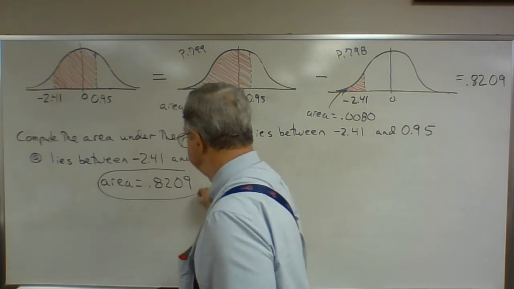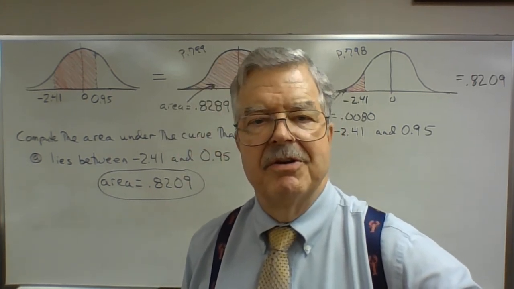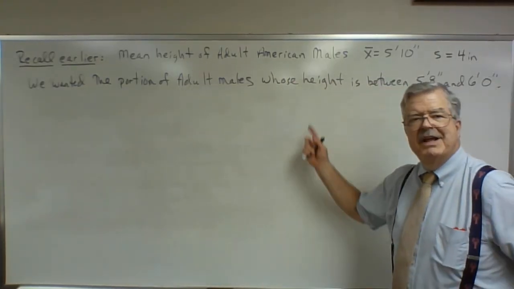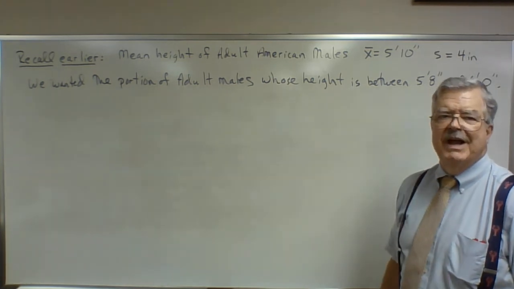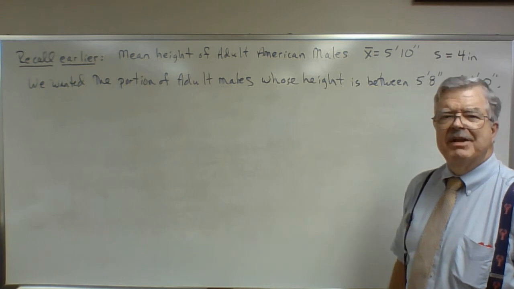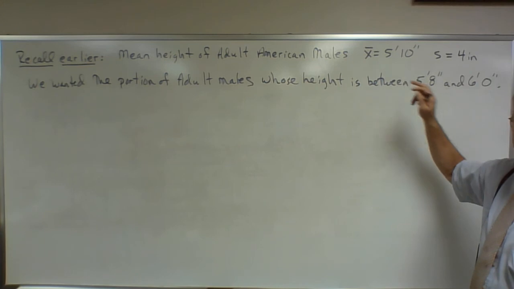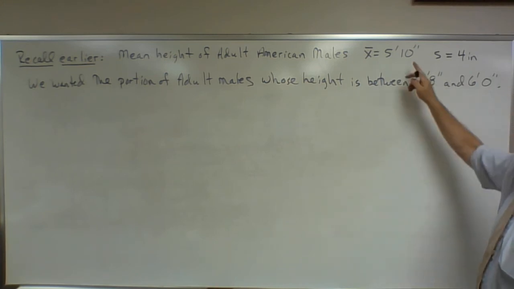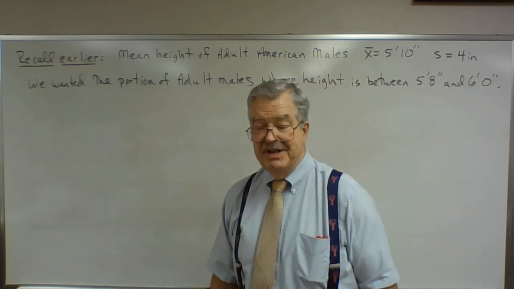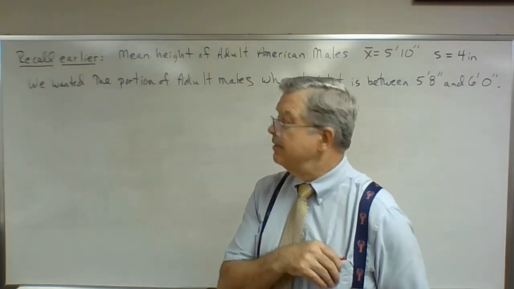There's our answer. Now maybe we have time for an application or two. Remember at the beginning of the lecture, this was the problem that we got stuck on. The empirical rule didn't apply because we wanted to go half a standard deviation to the right and left of 5'10", and the empirical rule doesn't deal with fractions of a standard deviation.